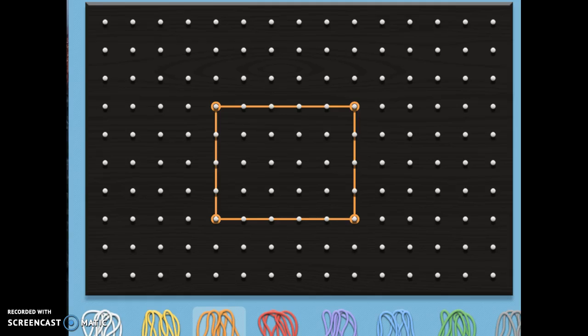Hello students, today we wanted to do a little recap on how you find the area of a parallelogram and the area of a triangle. So we're going to use a GeoBoard to help us with this.